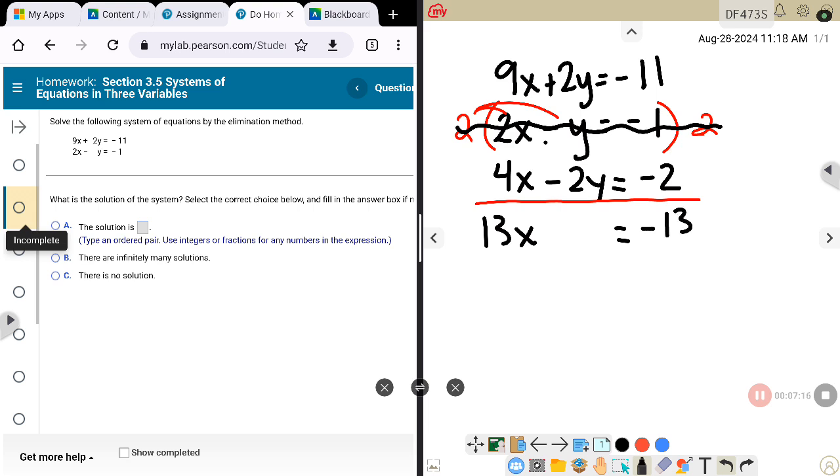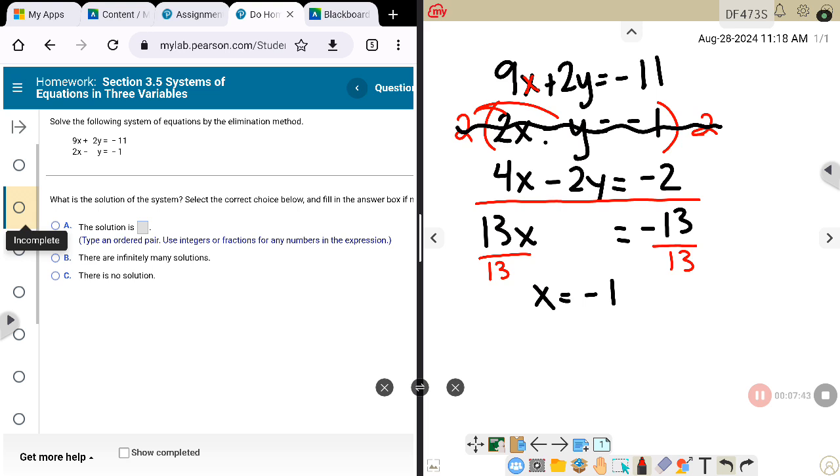So now I've got an equation that I can solve for x, so I'm just going to divide both sides by that 13, and I get x equals negative 1. And just like the previous example, once I solve for x, I can take that x all the way back up to this top equation, and I'm going to replace that x with the negative 1.